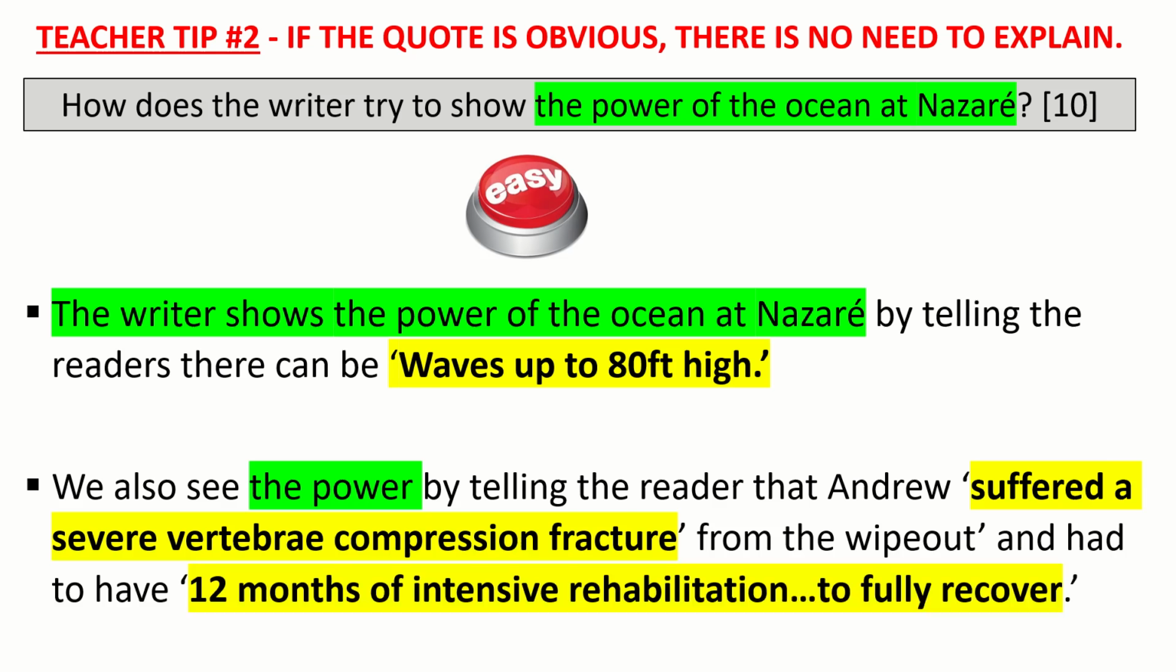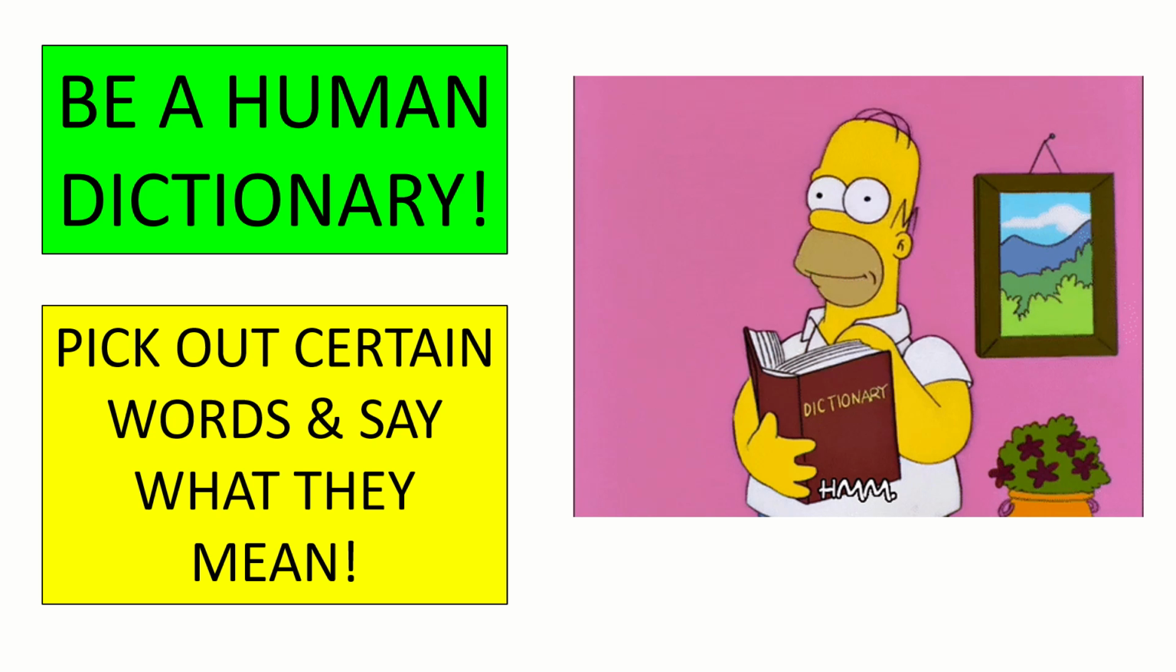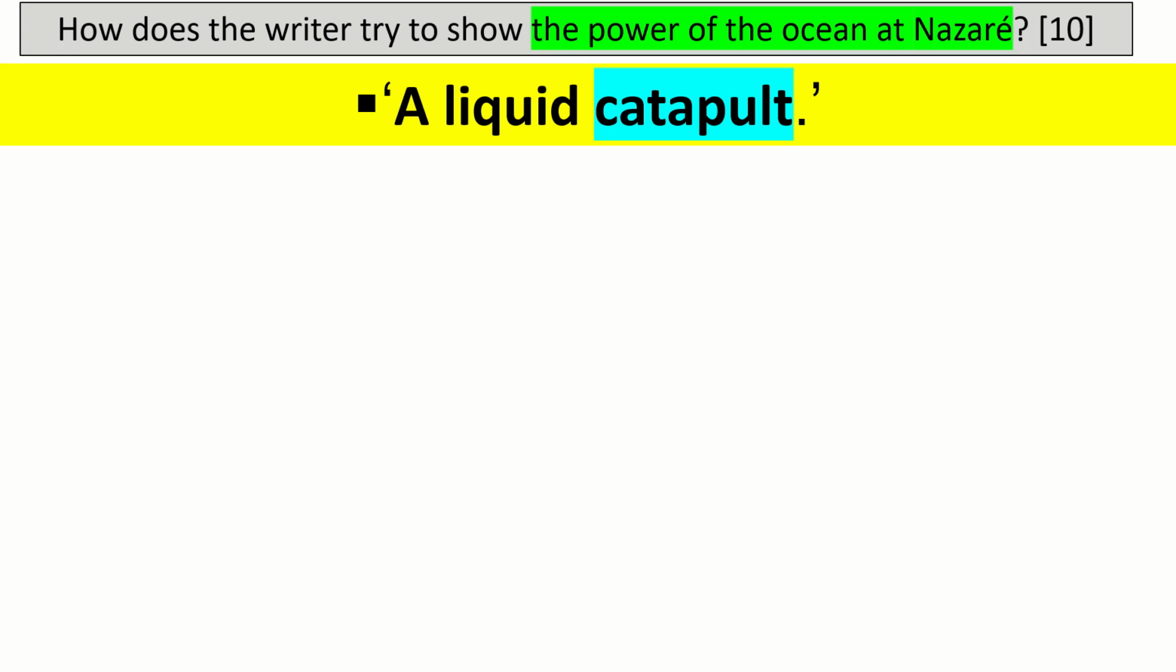You could zoom into the word intensive and talk about it, but I would say you're already going to get a mark for it. You're not going to get 2 marks for it by giving the quote and then talking about intensive. So I would say move on. But obviously, if you do need to explain, for example, be a human dictionary.